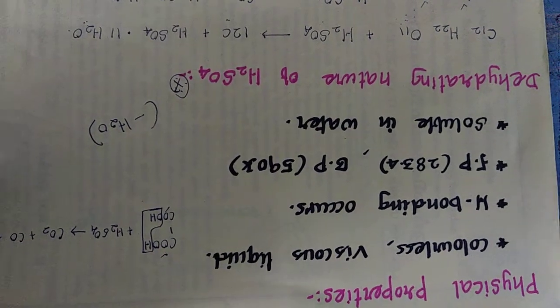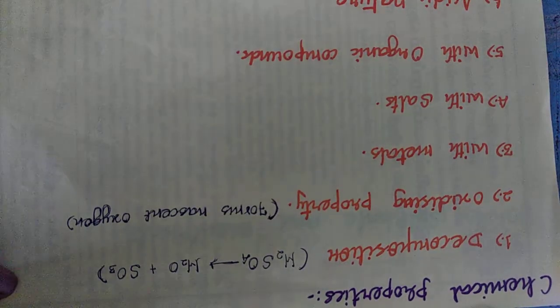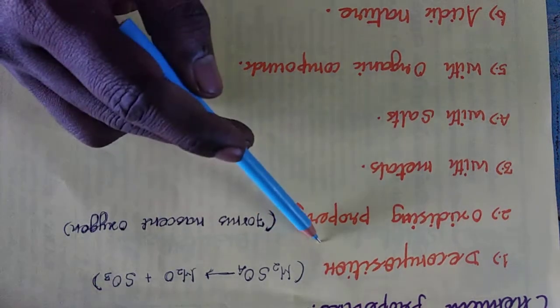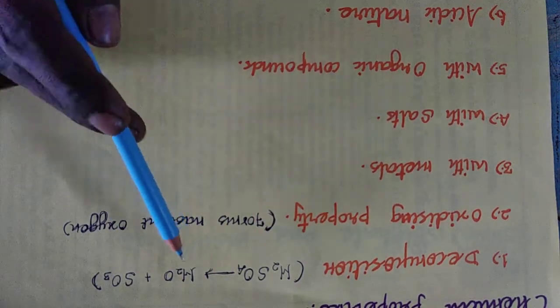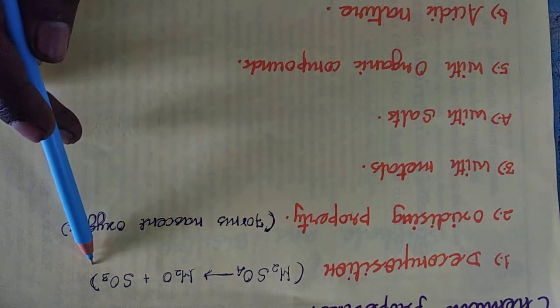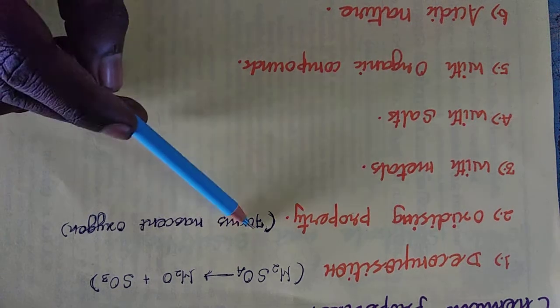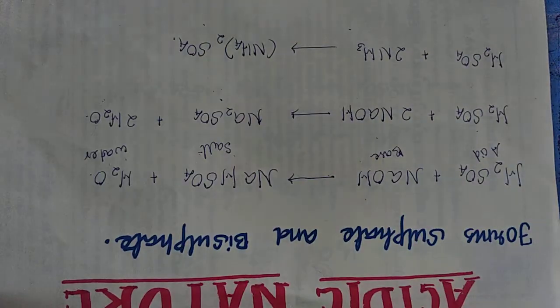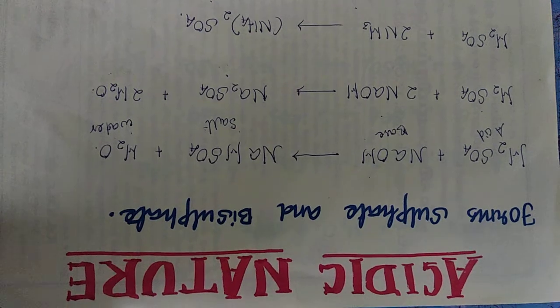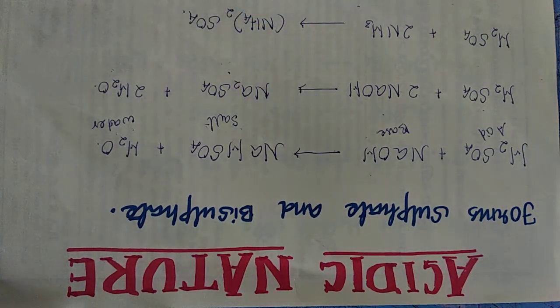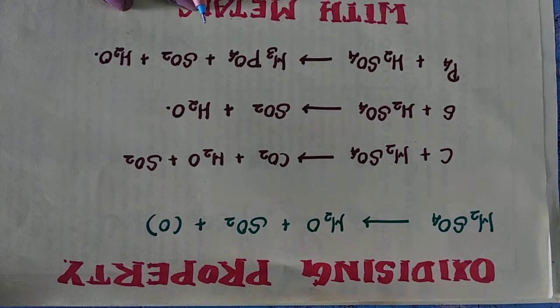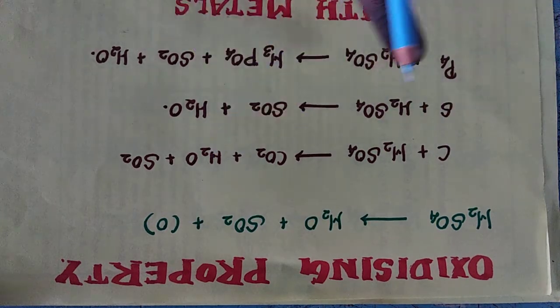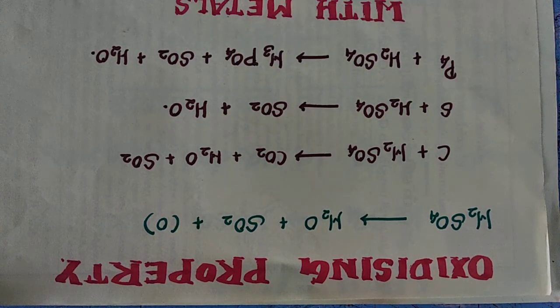Then we have discussed the chemical properties of sulfuric acid. There were 6 chemical properties given. Those are decomposition, where H2SO4 is decomposed into water molecule and sulfur trioxide; oxidizing property; reactions with metals, with salts, with organic compounds; and the acidic nature. First we have seen the acidic nature. When sulfuric acid reacts with a base, either NaOH or NH3, it results in the formation of sulfate and bisulfate. The next one, oxidizing property. Sulfuric acid oxidizes carbon into carbon dioxide, sulfur into sulfur dioxide, phosphorus into phosphoric acid.